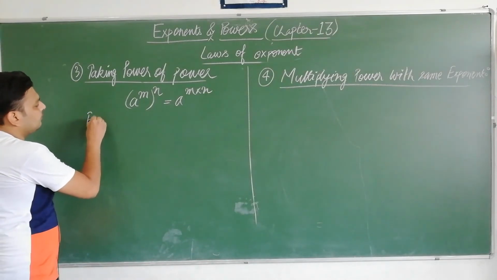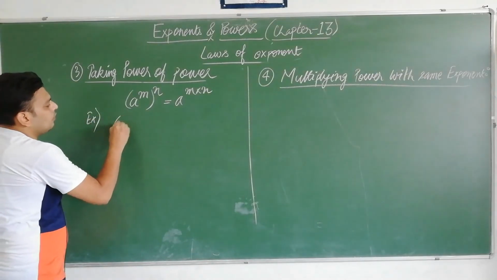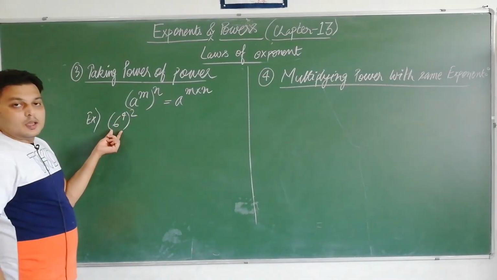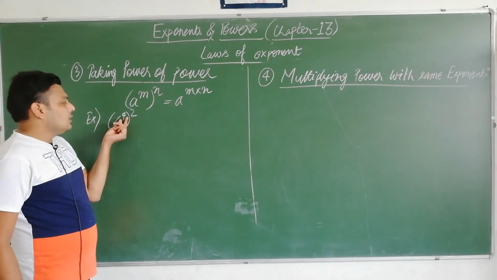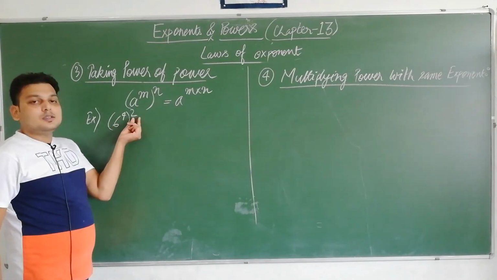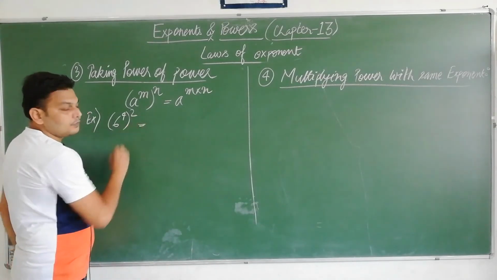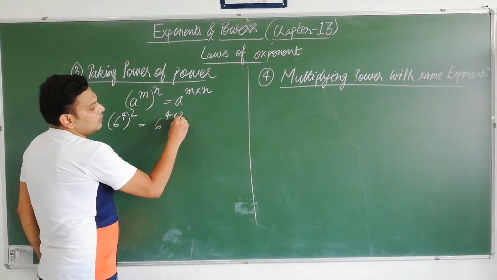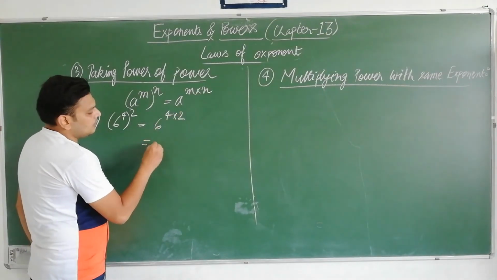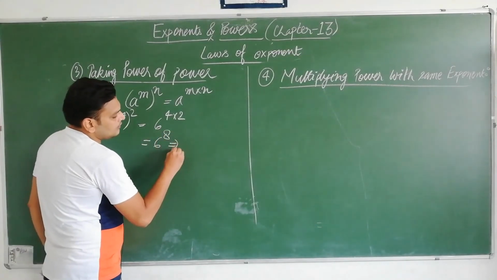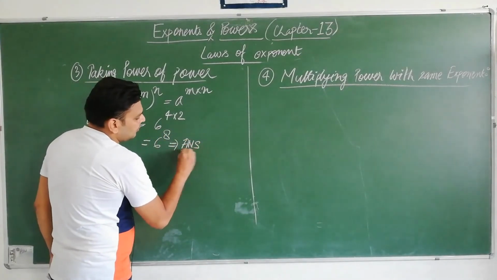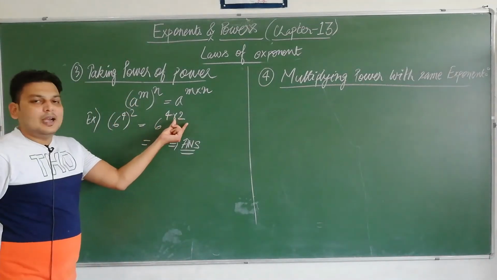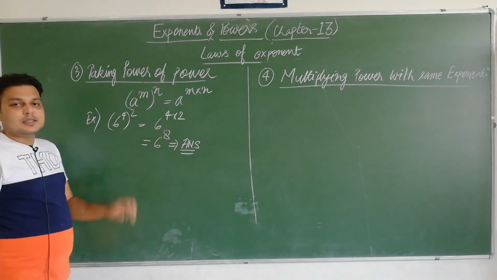Taking an example, 6 to the power 4, to the power 2. Here the base is 6 and its power is 4, and the whole power is 2. Okay, so we can do this by multiplying the powers, 4 into 2, and it becomes 6 to the power 8 as our answer. So it is clear, if a power has another power, then the powers get multiplied and the base remains as it is.